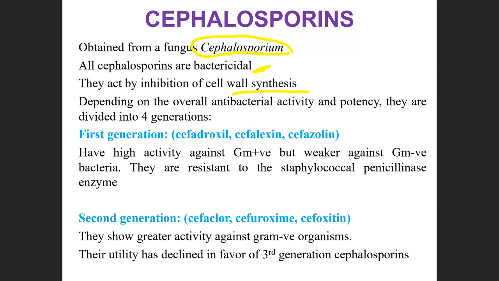That is also inhibiting beta-lactamase, and also inhibiting the cell wall synthesis. And depending upon the potency of a drug, meaning how effective it is in acting on bacterial function, it is divided into four different classes. First generation drugs have high activity against gram-positive but weaker activity against gram-negative bacteria, and they are resistant to staphylococcal penicillinase enzyme.